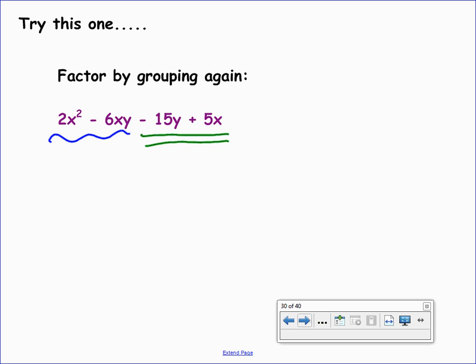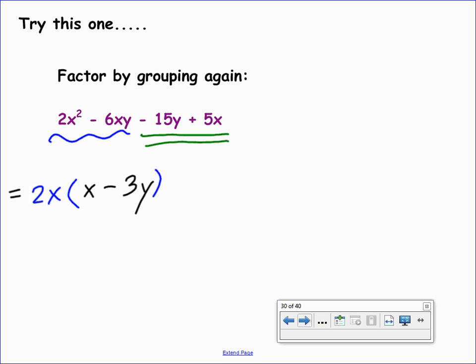All right, now we'll do a GCF with just the blue group. Stop, think, GCF. What's common to each of those in the blue group? Well, we've got a 2 and we've got an x. So we'll go ahead and factor out a 2x. If we factor out a 2x, that will leave me with x minus 3y. Is that correct? Did I do that correctly?